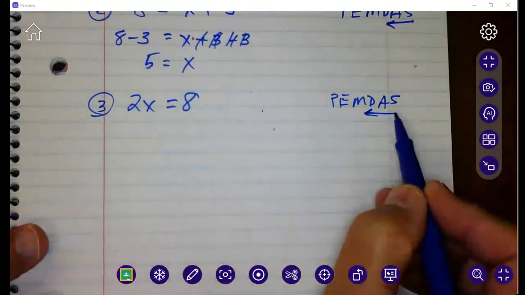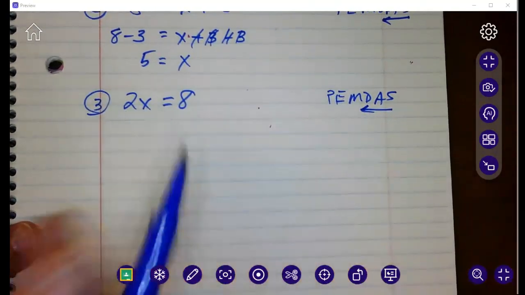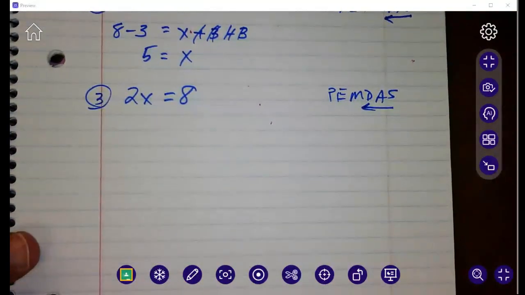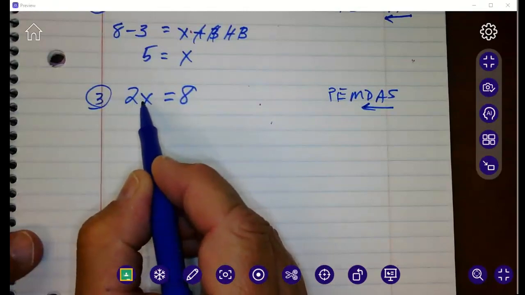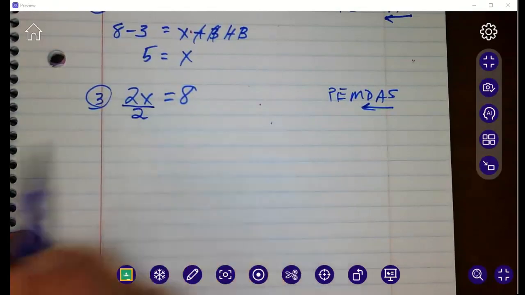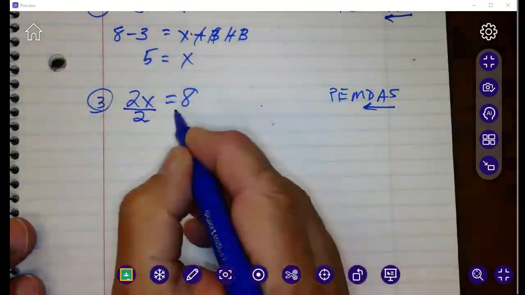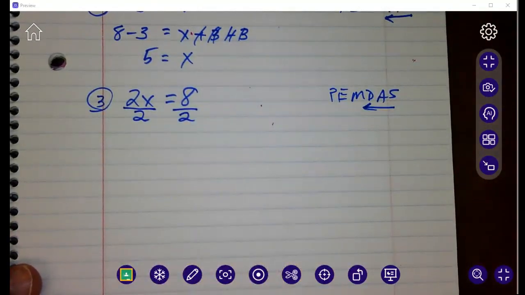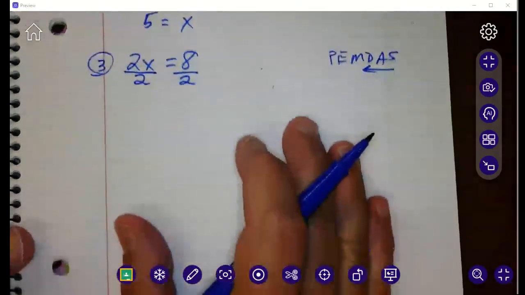So we don't have any addition or subtraction to undo, but we do have multiplication to undo. To undo multiplication, you divide. So to get rid of this 2 being multiplied by the x, I need to divide this side by 2. If I do that on the left, I must do that on the right. Whatever you do to one side of the equation, you must do to the other side of the equation.